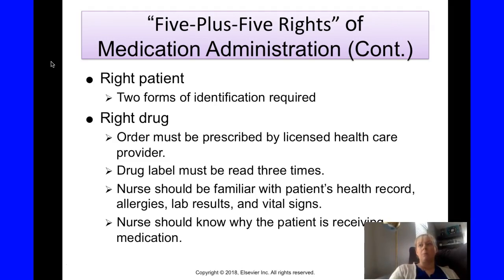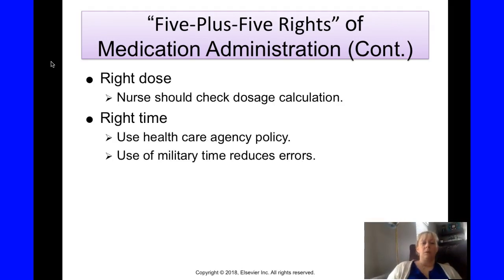Be familiar with the patient. Allergies are the most important thing that you need to know about the patient. So remember that, when you're seeing anybody, before you give any medication, ask: do you have allergies? Also check any lab results and vital signs. But allergies are the most important, so remember that. And then why is the patient getting the medication? Make sure you check the dosage calculation. It could be just a straightforward oral medication, but if not, you really need to recheck the dosage calculation.